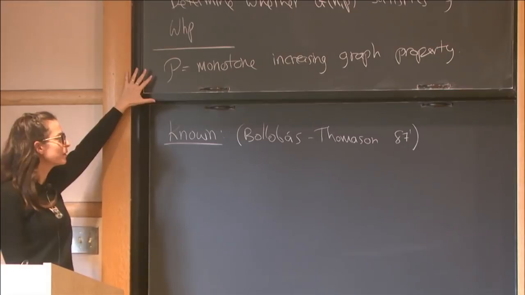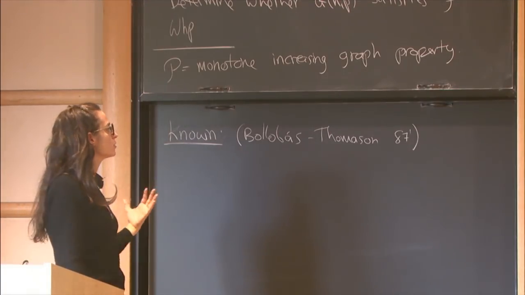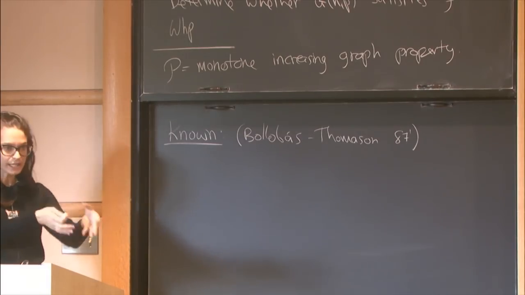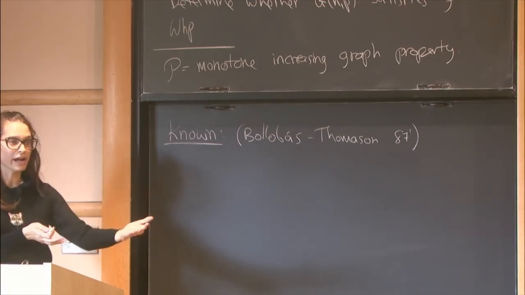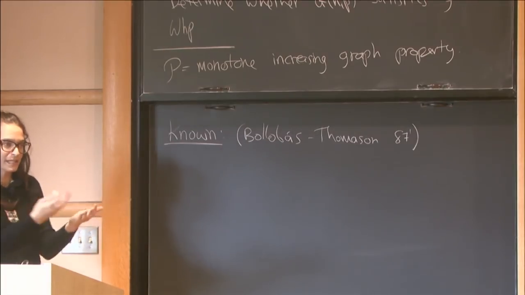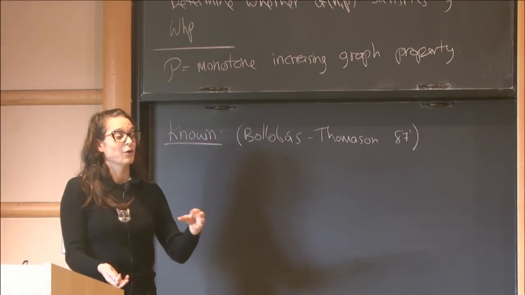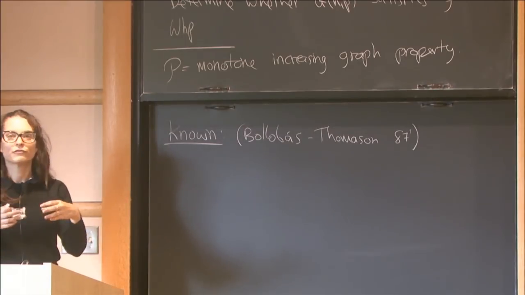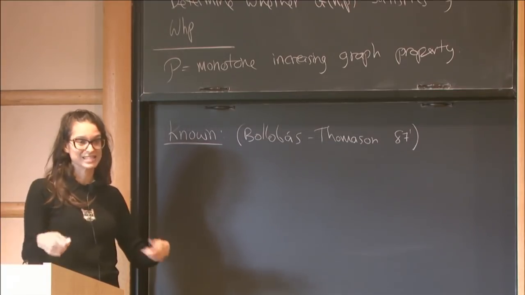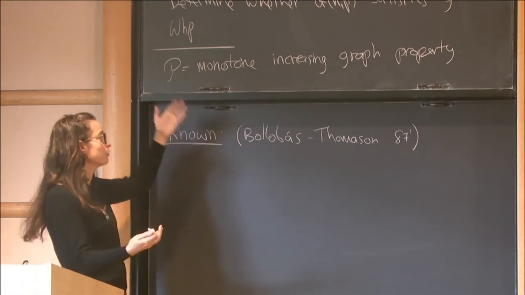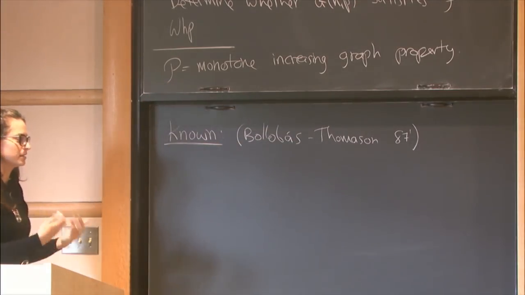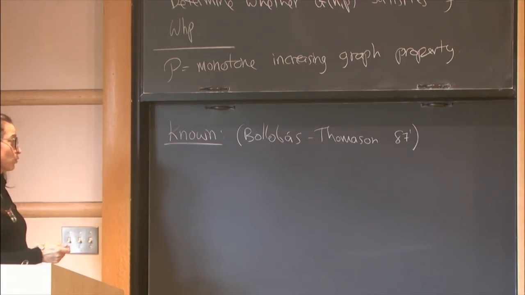But for example, if we want to consider a monotone increasing graph property, so containing some specific graph as a subgraph, if I add more edges, it cannot destroy this property. I add more edges, maybe I contain more graphs, but I still contain this specific graph. However, if I want my graph to be bipartite, not having odd cycles, then if I add more edges, I can destroy this property. So this won't be a monotone increasing graph property. So we are interested in monotone increasing graph properties, which means that we cannot destroy them by adding more edges.